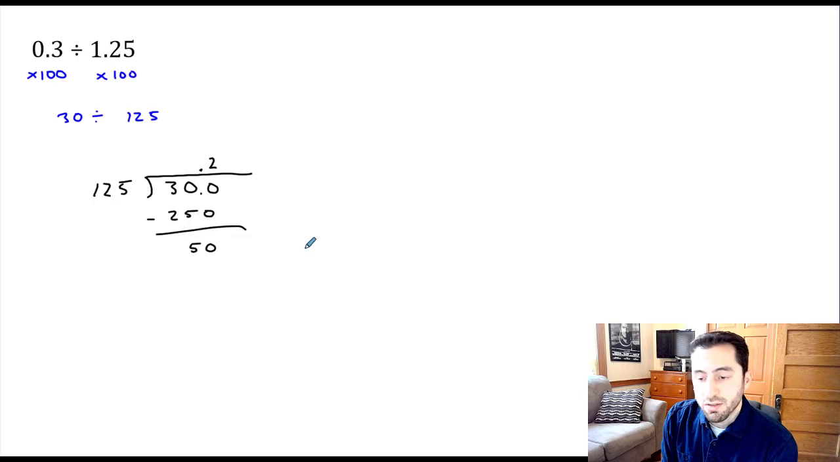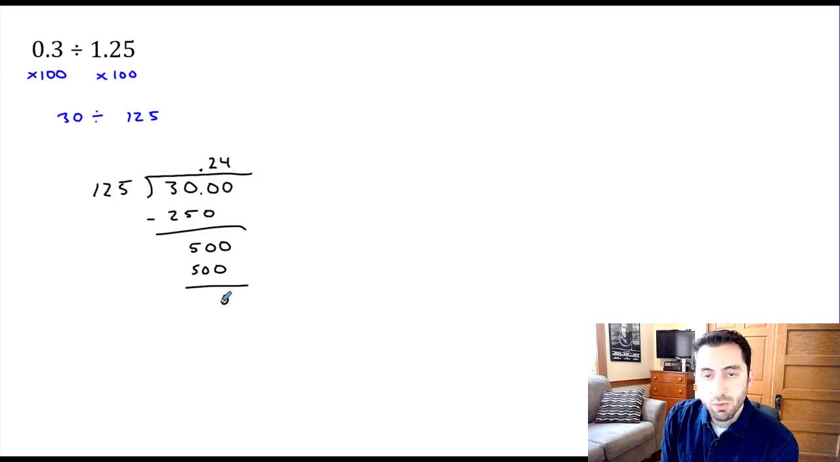And we'll repeat. So 125 doesn't go into 50, but we can add on a 0. We can add on a 0 down here. And 125 does go into 500. It goes into 500 4 times. And then 4 times 125, we end up with 500. And if we subtract that, we have a remainder of 0.